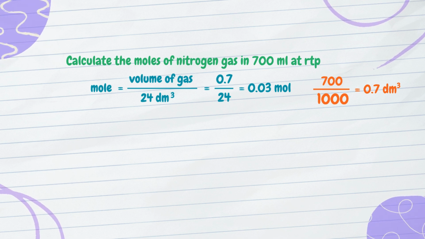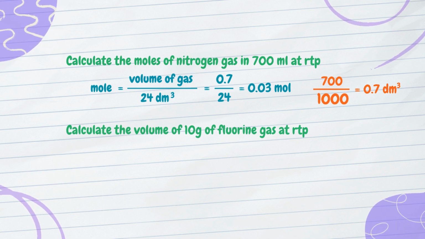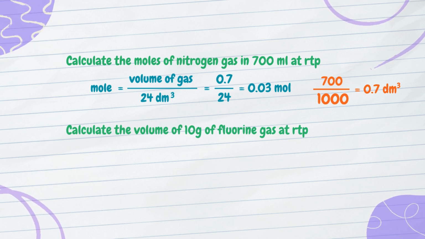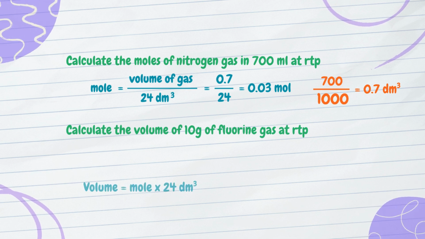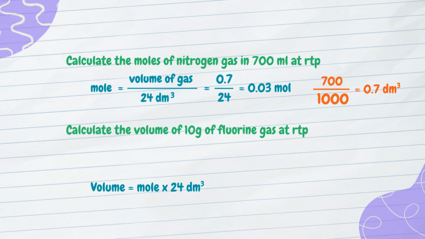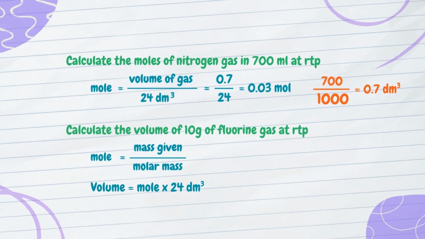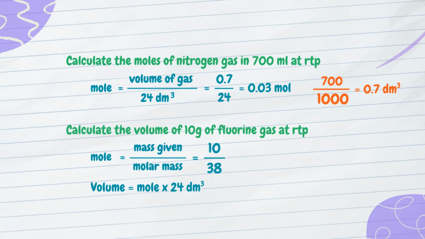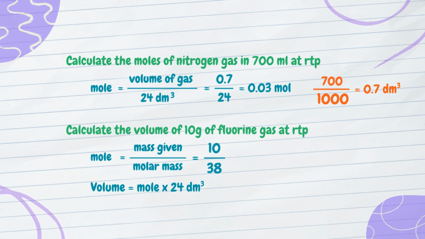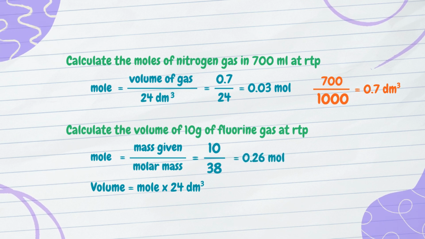The third example. Calculate the volume of 10 grams of fluorine gas at room temperature and pressure. This question asks to find the volume. So the formula is volume of fluorine equal to moles of fluorine times 24 decimeter cubed. We can calculate the moles of fluorine from the mass given. Moles of fluorine is equal to mass given over molar mass of fluorine. Mass given is 10 grams, and the molar mass of fluorine is 38. 10 over 38 gives 0.26 moles.